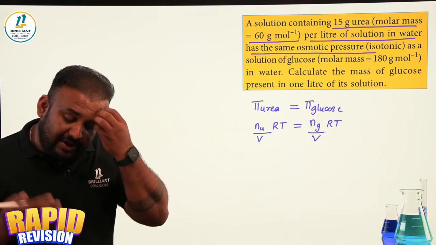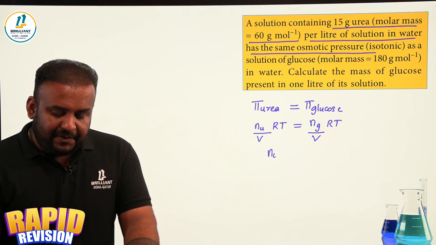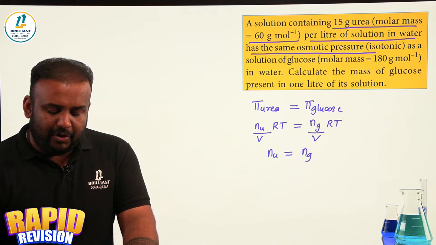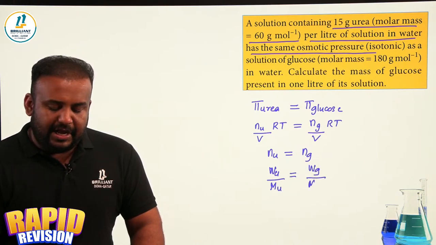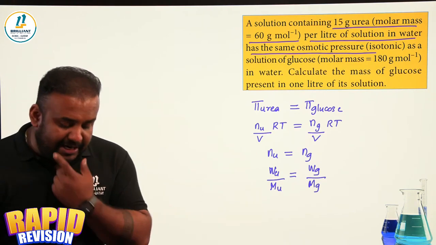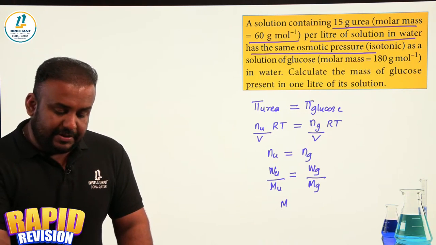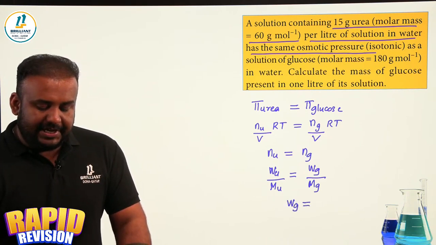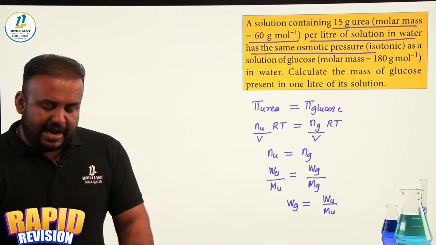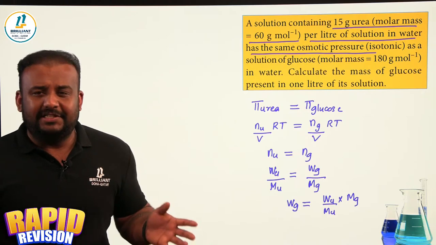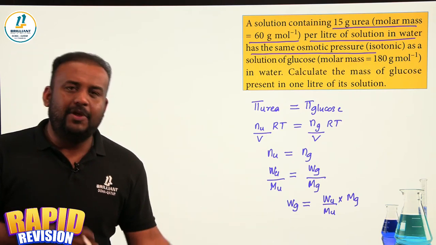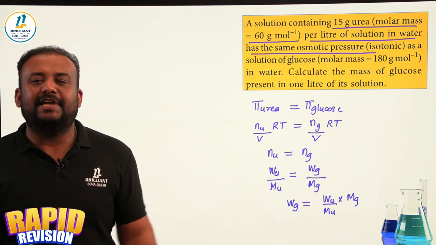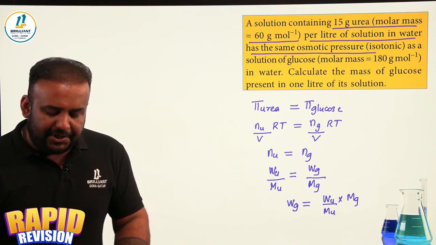Again, R and T is not varying because it's the same temperature at which we are treating. So what will you get if two solutions have the same osmotic pressure? Means they have same number of moles. What is the expression for number of moles of urea? Weight of urea by molecular mass of urea is equal to weight of glucose by molecular mass of glucose. The question is calculate the mass of glucose present. So mass of glucose present is WG. WG is equal to what? WU divided by MU into MG. I'm using abbreviations to make it clear. Of course, you can use W1, W2 or WA, WB. It's fine. But I would recommend using this kind of abbreviation so that you don't get confused while you substitute the values.